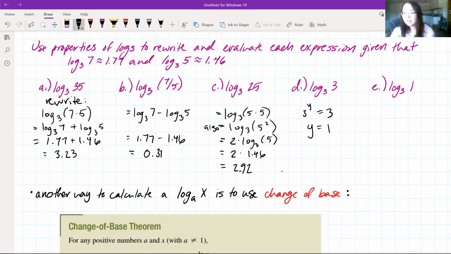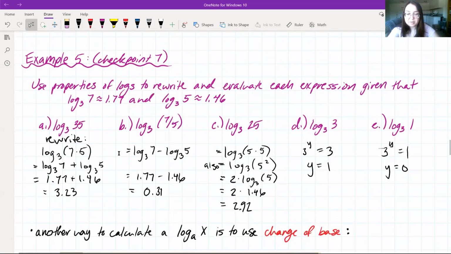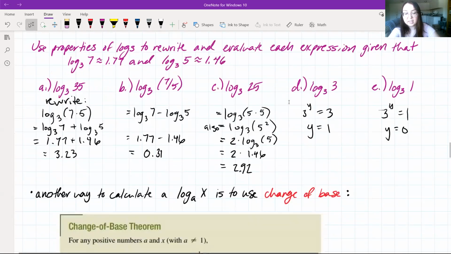So we get that y has to be equal to 1. All right, so now we have log base 3 of 1. This is similar to one of the first properties we learned as well. When we rewrite this in our exponential form, we know that 3 to the y power is equal to 1, and we know that anything to the 0 power has to be equal to 1. So we know that in this case, y is equal to 0.